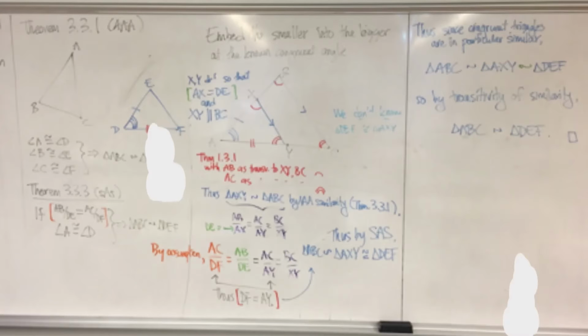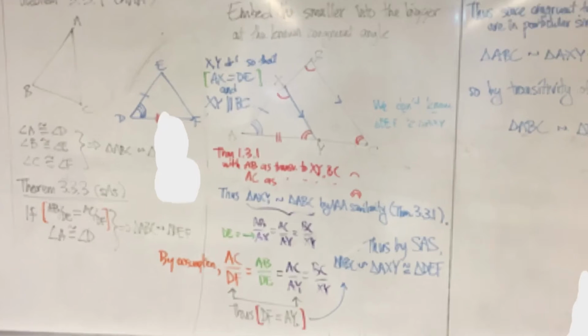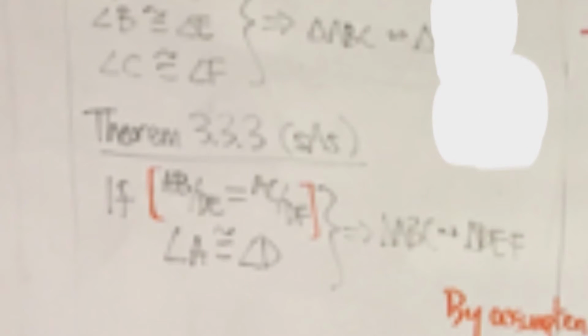Theorem 3.3.3 that we saw proved today is a similarity criterion for two triangles that says if a pair of triangles have one pair of equiproportional sides and the angles adjacent to those sides are congruent, then that's sufficient for those two triangles to be similar. This is the SAS criterion, where the A is a capital letter and the S's are small.